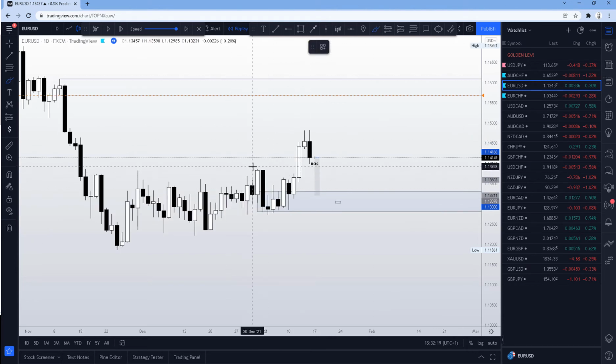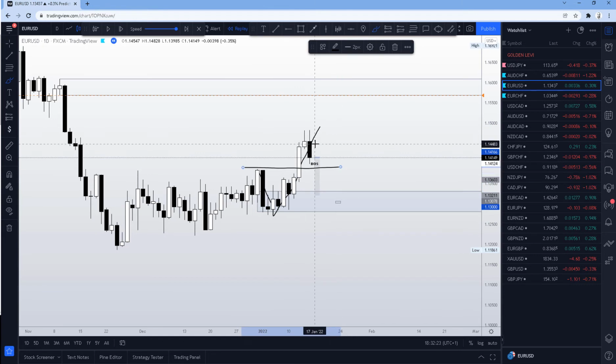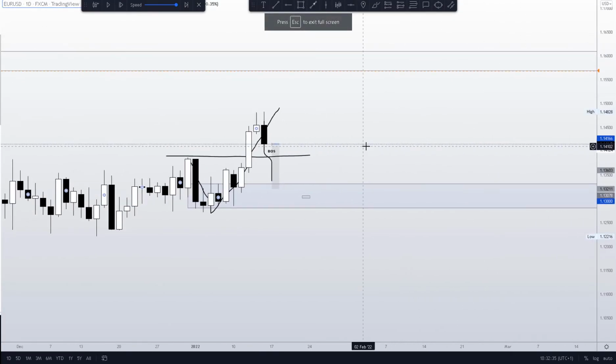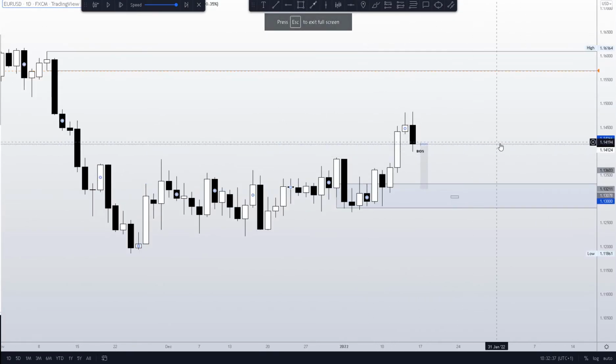You can see that here we have been breaking previous structure clearly, and now we are expecting, we are not sure of course, that price is going to come back and revisit, for example, this order block that we see right here. And let me maximize once again and come right here.